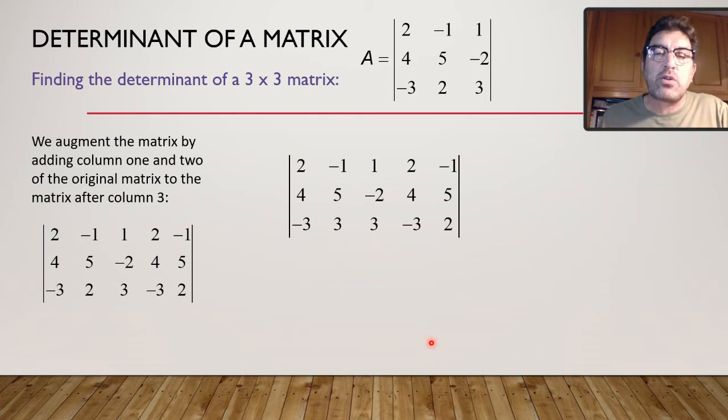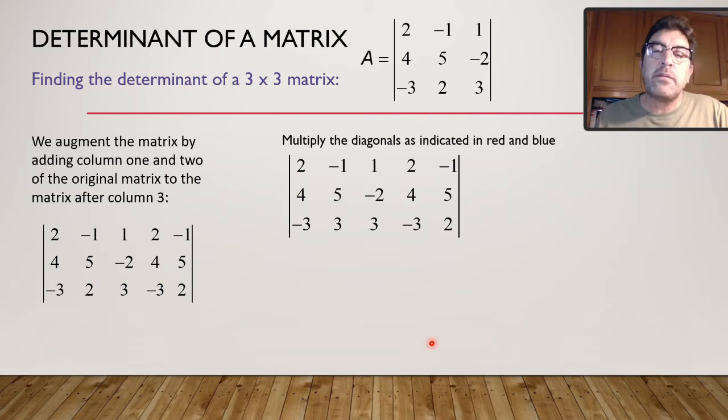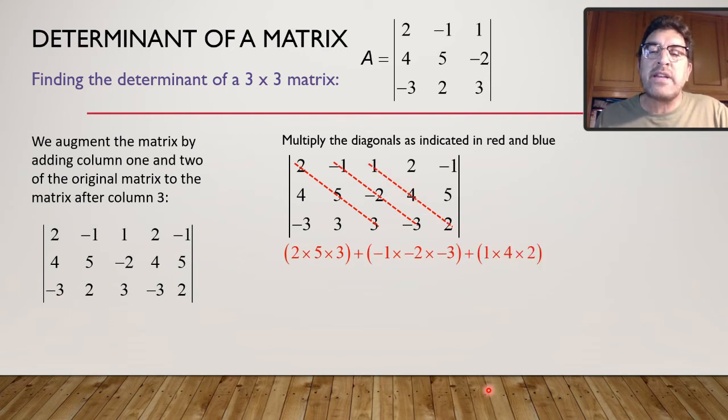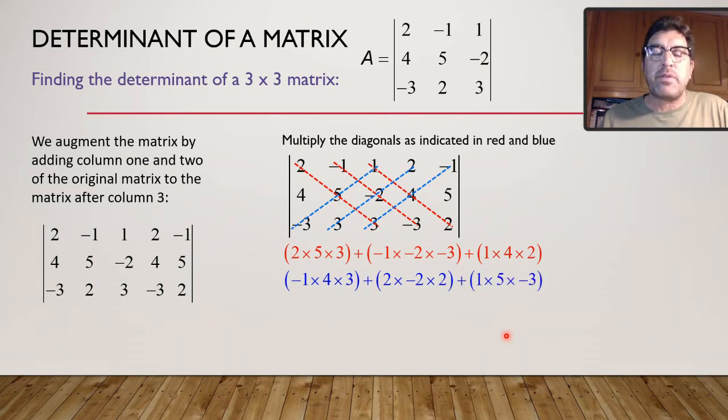Starting at the top left corner, we find the product of the entries on that diagonal. So 2 times 5 times 3 is the first thing. We add that to the product of the entries in the next diagonal, and we add that to the product of the entries in the third diagonal. So that covers from top left to bottom right. Now we start at top right and go bottom left. Okay, blue entries. We add those to the product of the entries on the second diagonal. We add that to the product of the entries on the third diagonal.